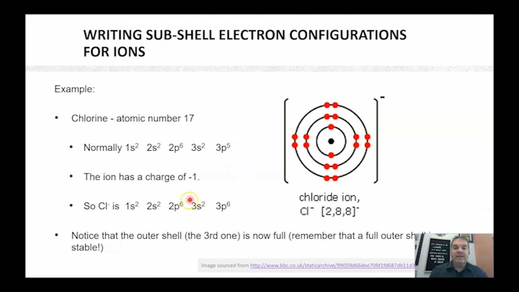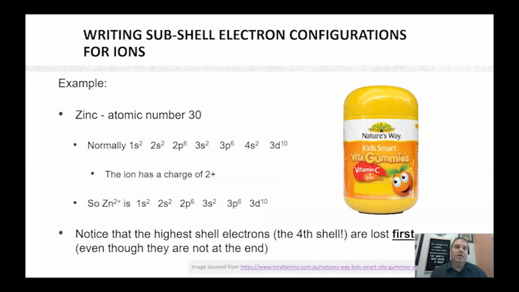We put 1 electron in here and we get 3p6. What that does is give our whole third shell 2 plus 6 equals 8 electrons in total. So our third shell is now full with 8 electrons. So the simple arrangement is 2,8,8, and the chloride ion is 1s2, 2s2, 2p6, 3s2, 3p6. The outer shell, the third one, is full. That's really important.